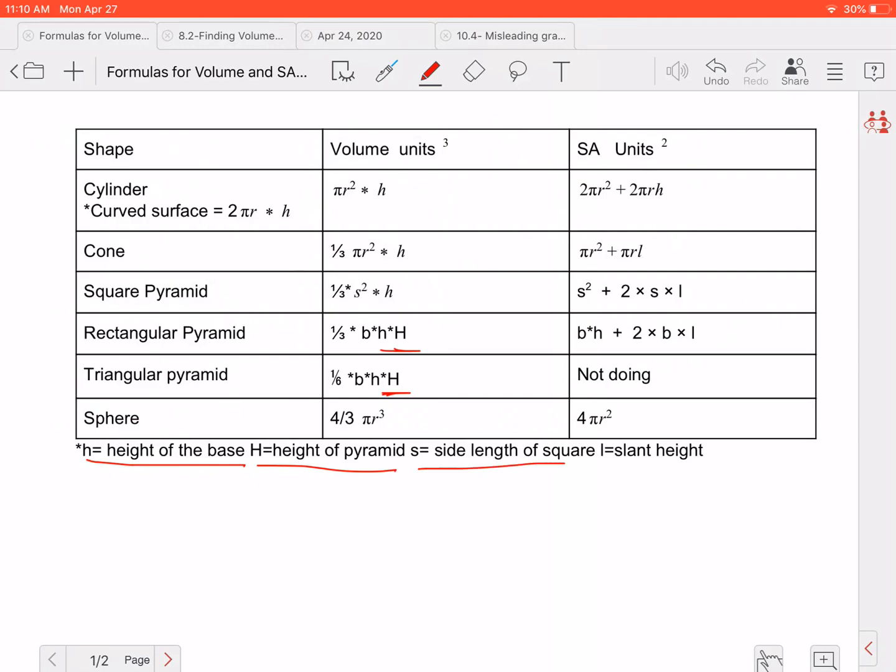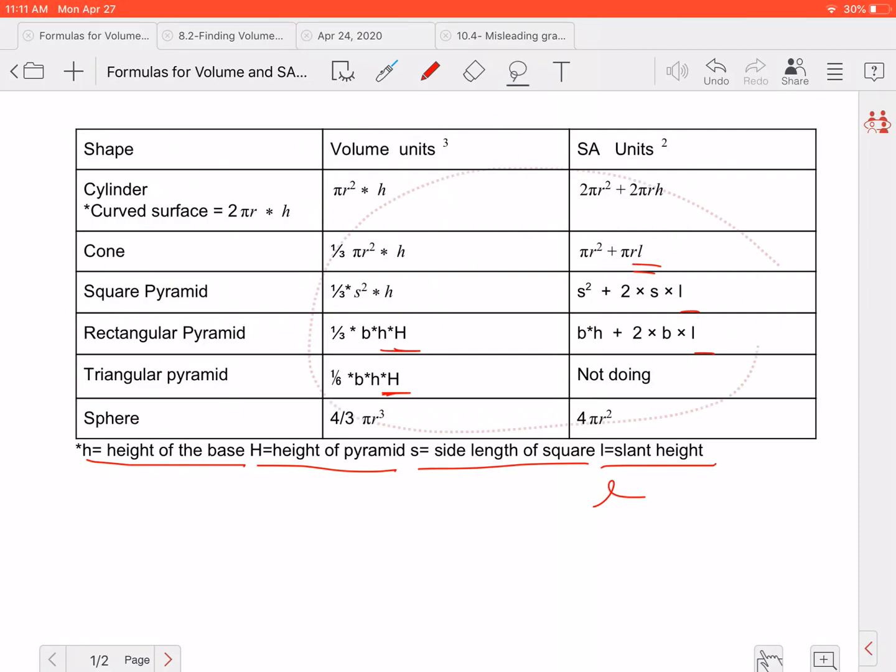S is a side length of a square, because both side lengths of a square have the same length, so we just call that S instead of base and height. And this L stands for slant length. A lot of times we'll see it as this curly L as well, and you might see that in your textbook. Slant length comes up with pyramids and cones, so you can see we have our little fancy L in all 3 of those.